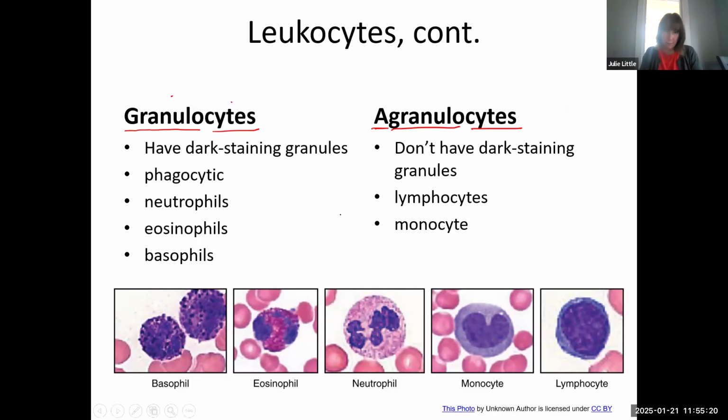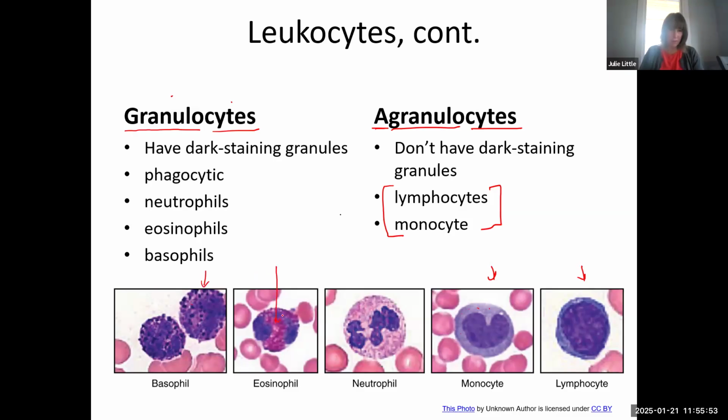Because if you put an A in front of something, like amitotic means there's no mitosis. Atypical means it's not typical. Agranulocytes mean no granules. And so if you don't have dark staining granules, there are two that don't have dark staining granules. Those are our lymphocytes and our monocytes. Here's our monocyte, same picture as before, and here's our lymphocyte. They don't have those dark staining granules in the cytoplasm. While the granulocytes, we definitely see dark staining granules here.